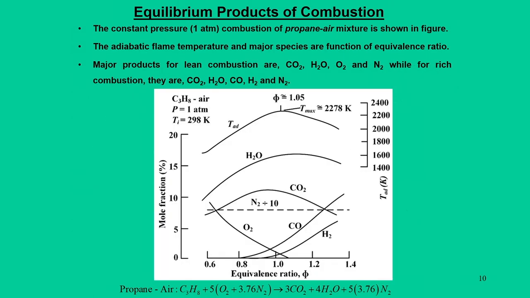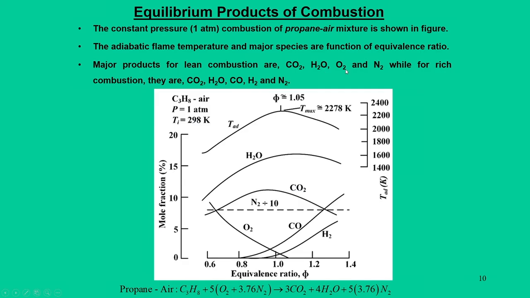We can have two situations, the mixture can be lean or rich. Lean means it is less in fuel, more quantity of air. Rich means it is rich in fuel and less quantity of air. So, when we have lean combustion, the major products should be CO2, H2O, O2 and N2. That is quite obvious, because we do not have sufficient fuel, so we will have oxygen as a product.